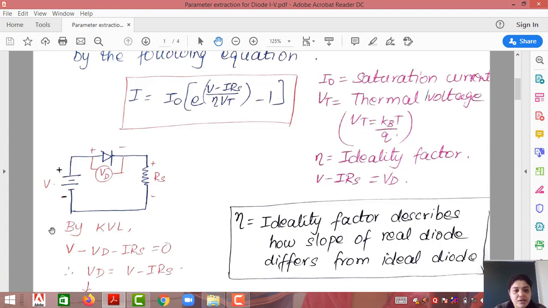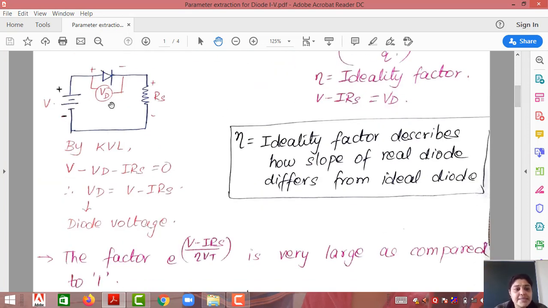Now in this equation, I have a simple circuit here. The circuit says that there is a battery connected having a voltage V. This is the diode voltage Vd and this is the resistance connected. By applying KVL, Kirchhoff's voltage law, I can say that V minus Vd minus the voltage drop here, which is I into Rs, equals 0. Summation of all voltages equals 0 according to KVL. So we get Vd, the diode voltage, equals V minus I Rs.